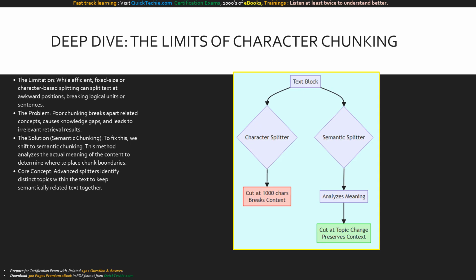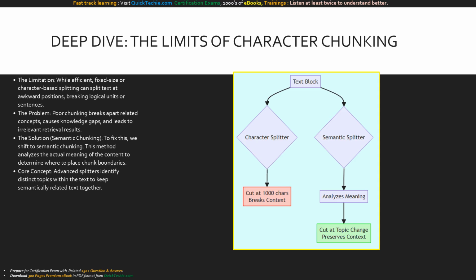To solve this, we must graduate to semantic chunking. Instead of looking for punctuation, semantic chunking analyzes the underlying meaning of the text, intelligently grouping sentences that belong to the same topic. Compare the two approaches on this diagram. When we feed a text block into a character splitter, it simply chops it at 1000 characters. It's blind to the context, resulting in a broken thought, highlighted in red.